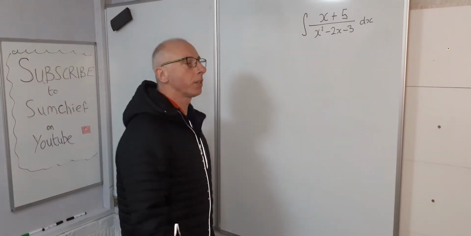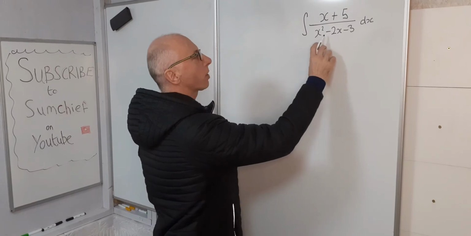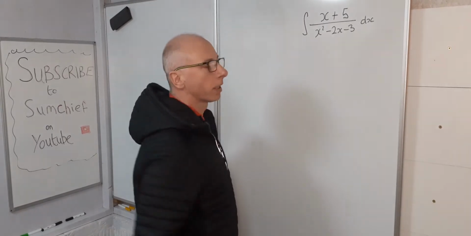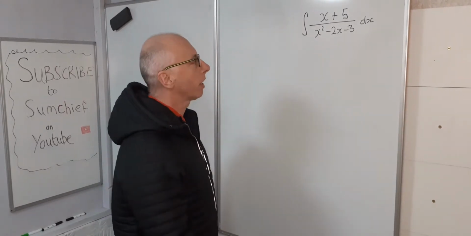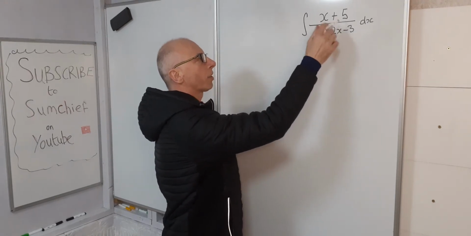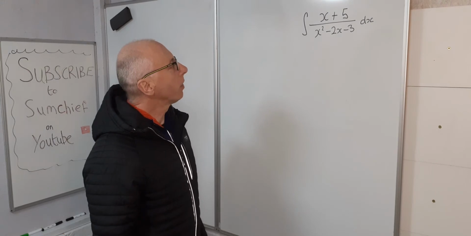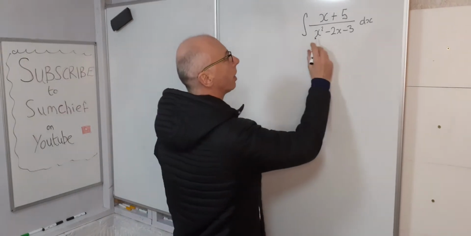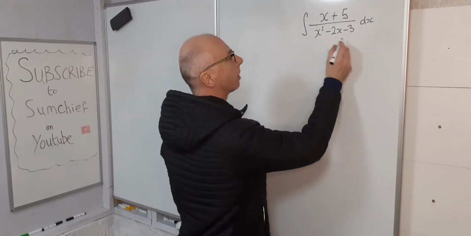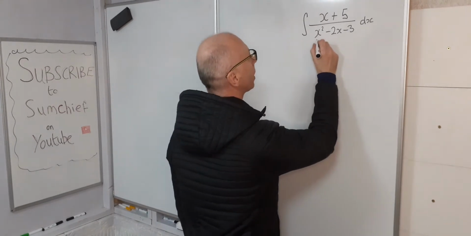Okay, so we're going to integrate x plus 5 over x squared minus 2x minus 3 with respect to x. As we can see, we can't integrate this thing, so we're going to have to do some algebra. So let's have a look at the denominator. Looks like we can factor this out. So let's see if we can factor this.